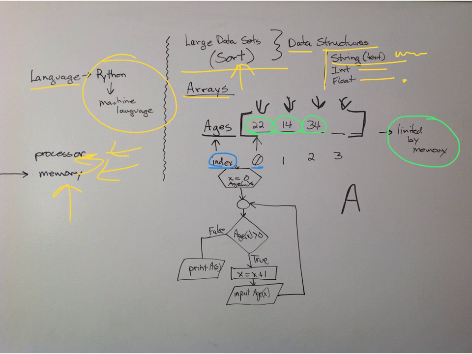I can go ages sub 1, which would represent that value right there. And arrays can be multi-dimensional, even though we just work with them in one dimension.